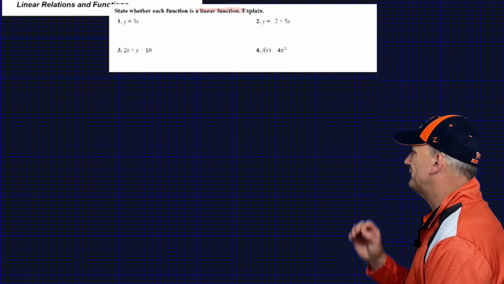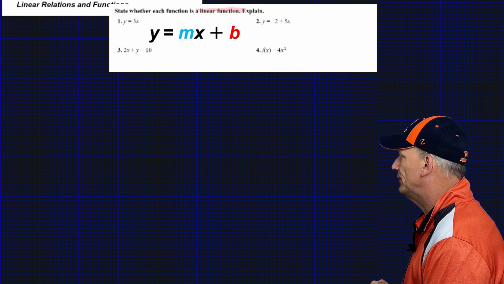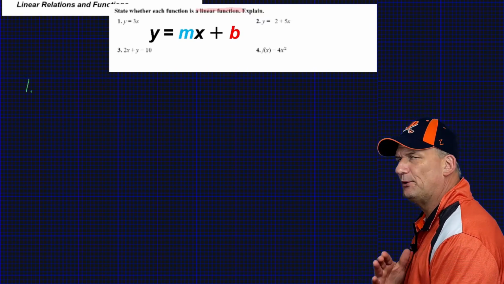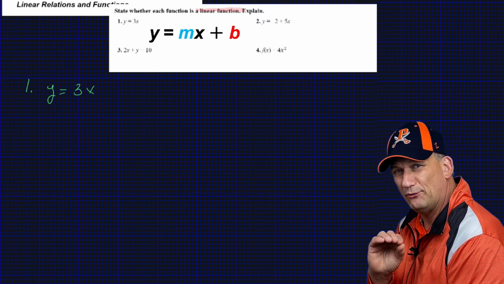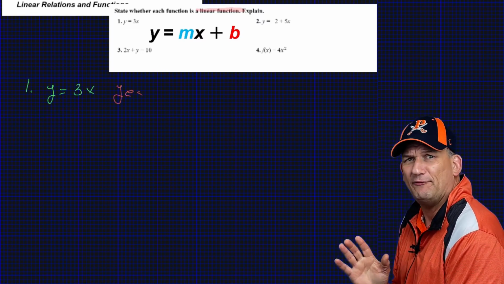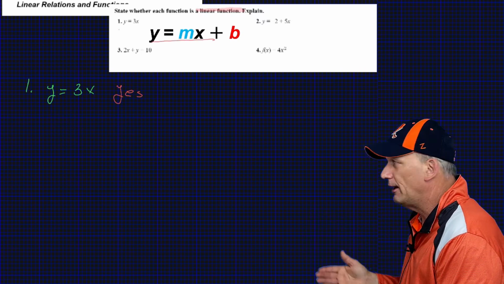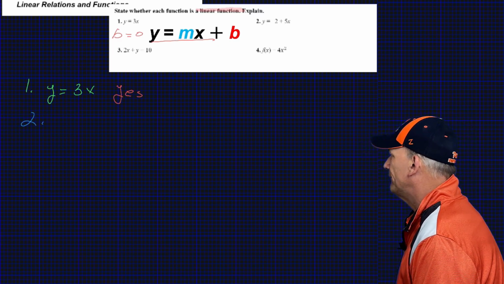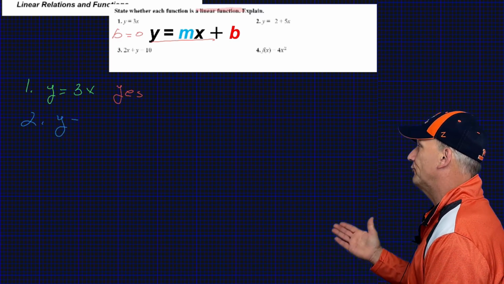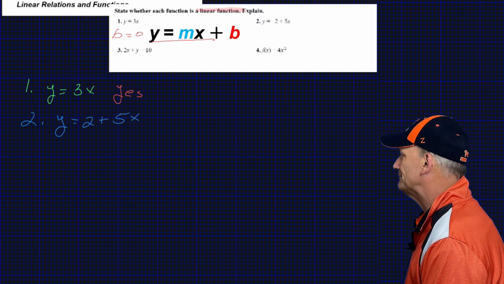Okay, so they want us to identify whether or not these are linear functions. Well, linear functions have to be written in the form of y equals mx plus b. So if we can write those in that form, we don't even have to graph them. We know it's linear because it's in slope-intercept form. All right, so take a look at number 1. So we got y equals 3x. Okay, slope-intercept. The slope is 3, the y-intercept is 0. So yes, it has to be linear.